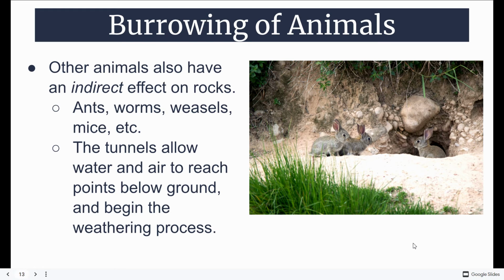So these guys that tunnel around or underneath the rocks are going to allow water and air to get into those rocky surfaces where it wouldn't normally, and then again allow the physical weathering to happen with the freezing and the thawing.